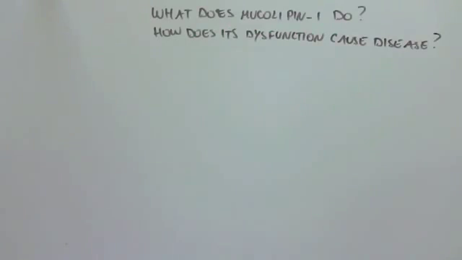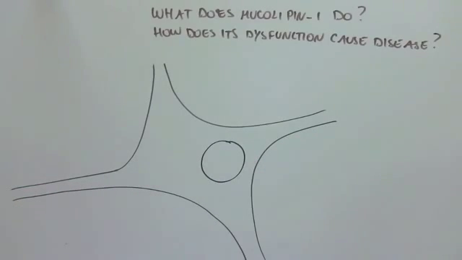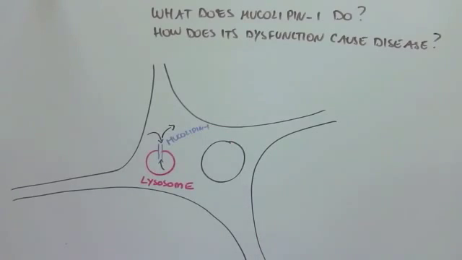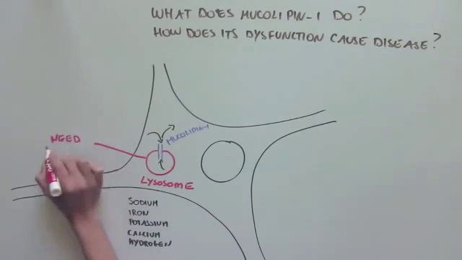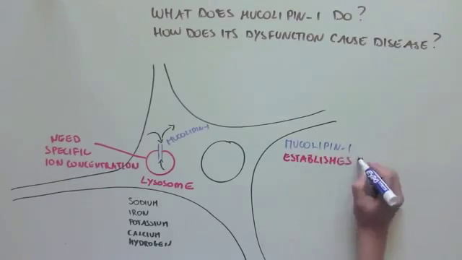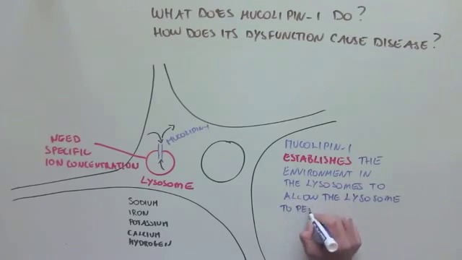So what does mucolipin-1 do, and how does its dysfunction cause this disease? Mucolipin-1 is a protein that is localized to a compartment inside cells called the lysosome. In the lysosome, mucolipin-1 spans the membrane and controls the flow of ions in and out of the lysosome, including sodium, iron, potassium, calcium, and hydrogen. Because lots of things happen in the lysosome that require a very specific concentration of certain ions, mucolipin-1 is important to establish this environment and to allow the lysosome to perform its intended function.